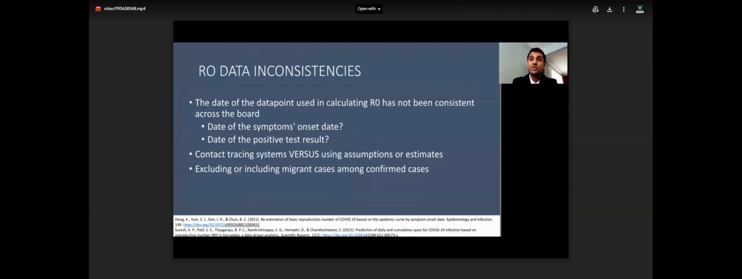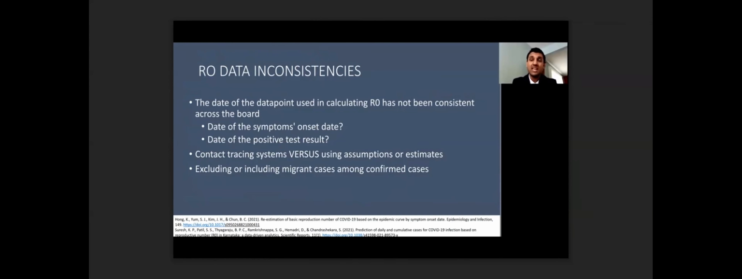Countries around the world were using R naught for the prediction of daily and cumulative cases for COVID-19 infections, as well as the near future projections. So it's critical to understand and identify the potential differences and biases in data points, and raise questions about the accuracy and comparisons of R naught.